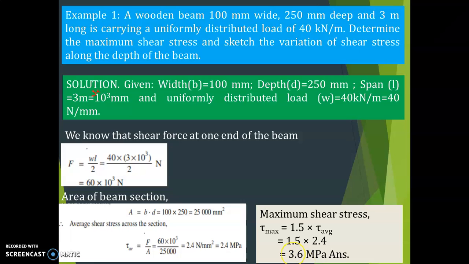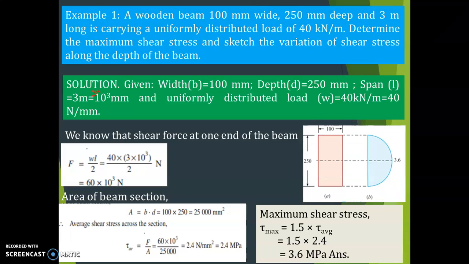So very simple. You should know the relationship for each cross section. For the rectangular cross section, tau maximum is equal to 1.5 times tau average. So tau average is equal to shear force divided by area. So area is equal to B into D. Shear force, it is given uniformly distributed load, so shear force is equal to WL divided by 2. All values are there. You have to just calculate and simplify. Okay, so in this way you can calculate what is maximum shear stress in the case of a rectangular section.